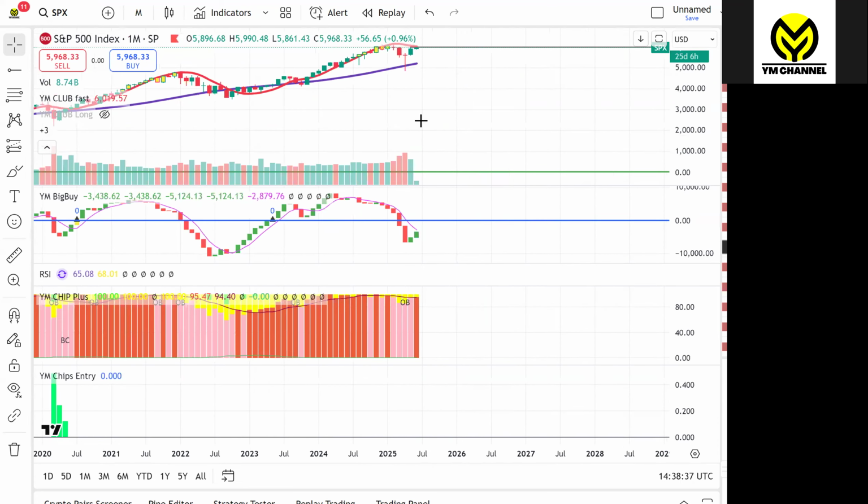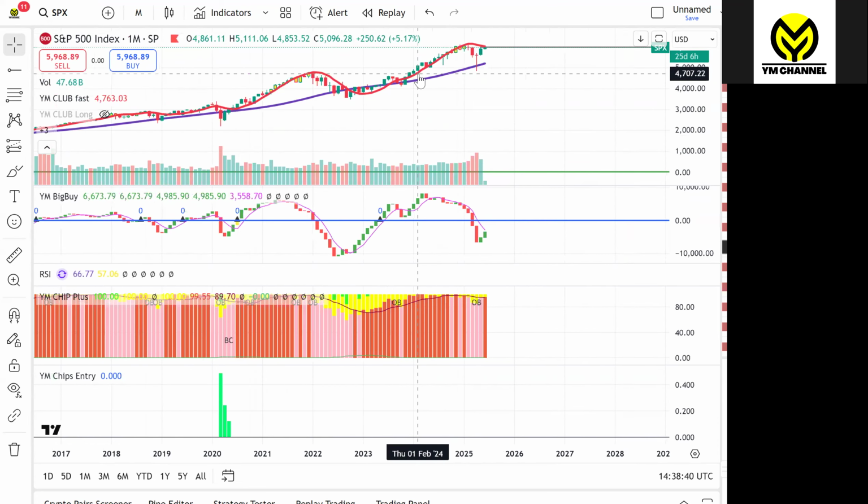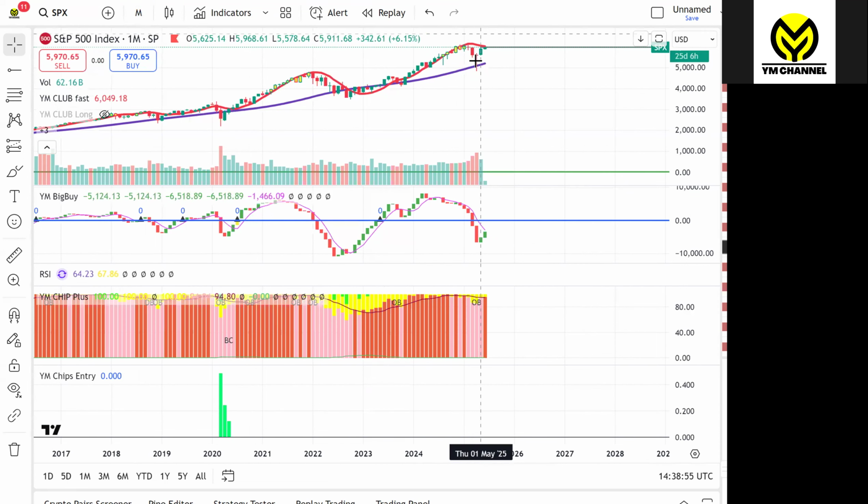Okay, imagine this is a big boat, a medium-sized boat, and a small boat. The monthly chart is the big boat. The weekly chart is the medium-sized boat. And the daily chart is the small boat. And which one has the biggest impact? Of course, the monthly chart. You see here?